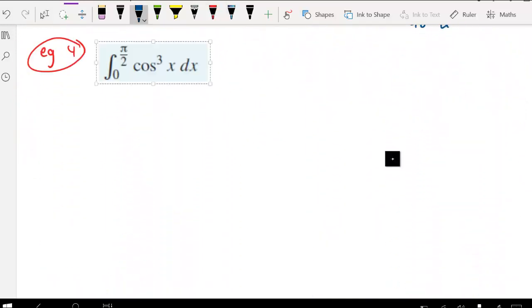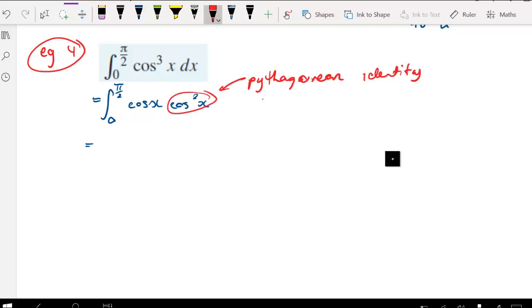Okay, so in this final example, we're looking at the integral between pi on 2 and 0 of cos cubed x dx. Now, this one's a little bit of a tricky one. I'm going to say that we're still looking at the integral between pi on 2 and 0, but we're going to break up this cos cubed into cos x and then cos squared x. And cos squared x, using that Pythagorean identity, we can say that cos squared x is equal to 1 take sine squared x.